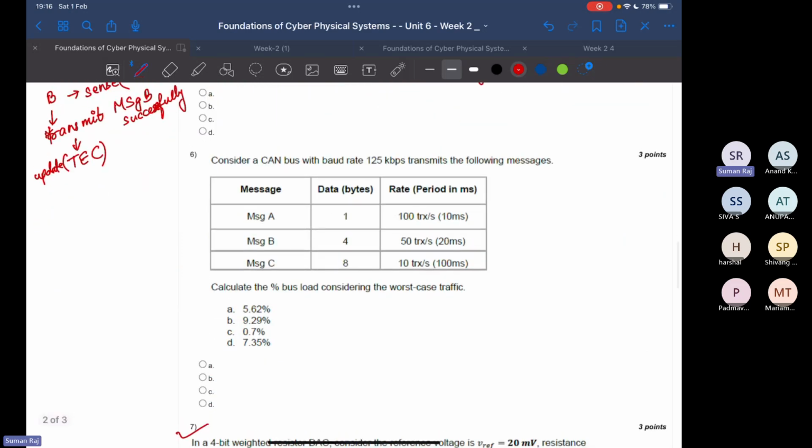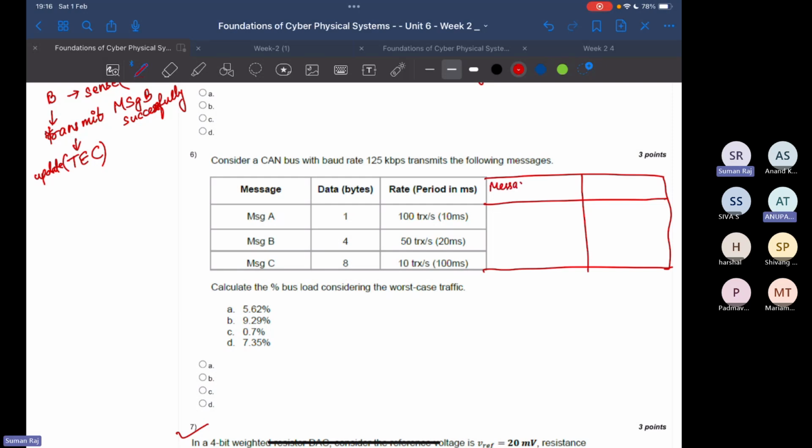Now moving to the next question. This is exactly the same question that has been solved in the lectures. So I think you should be able to solve it. Okay. I'll just try to help you a little bit. So you have this rate, and I'll extend this table. Okay. So you can have over here as 1.1 message factor.